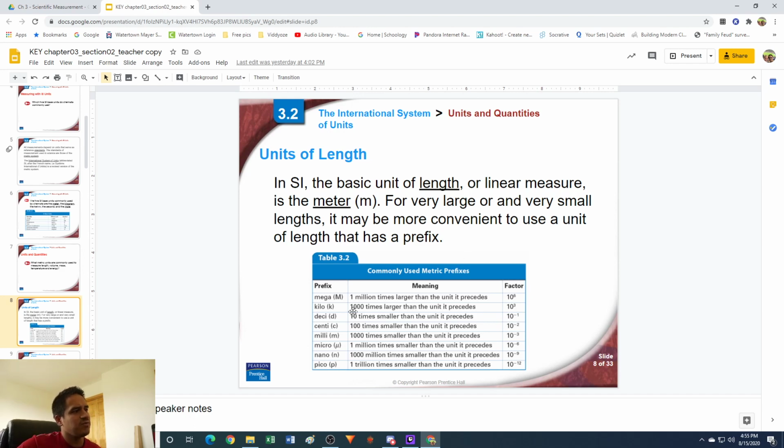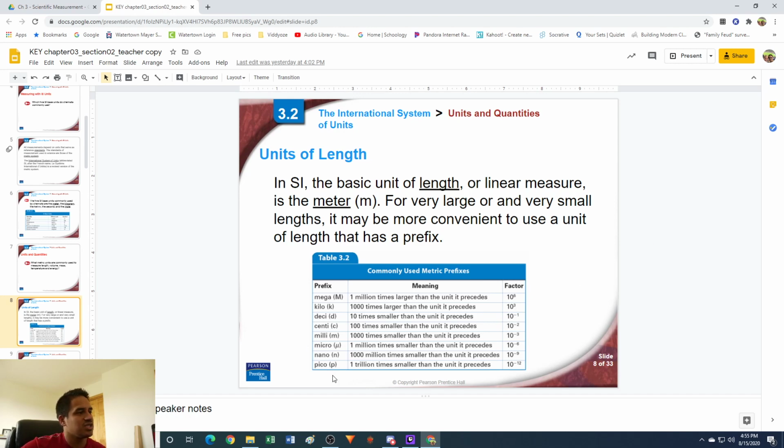And then, of course, be familiar with the different metric prefixes. We use a lot of these in science. The ones you're probably familiar with already are kilo, which means 1,000 times bigger, centi, which means 100 times smaller, and milli, which means 1,000 times smaller. But you should be familiar with even smaller ones. So for example, micro means 1,000,000 times smaller, nano means 1,000,000,000 times smaller, pico means 1,000,000,000,000 times smaller.